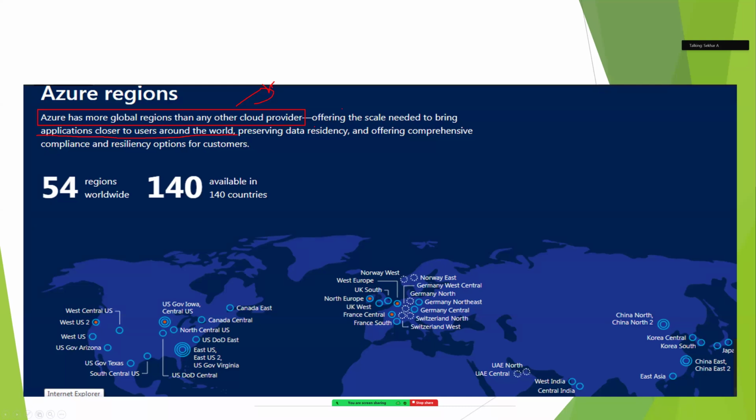Around the world, 60 plus regions in 140 countries. Microsoft has their own data centers. They are providing support to almost all government projects, and they are running in Azure only. US federal government, UK stock market, UK government projects, Russia, India, most of the government projects are running in Azure itself.